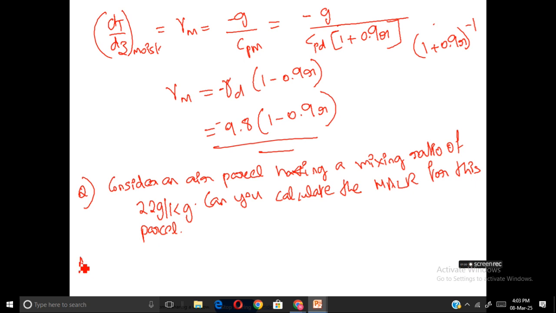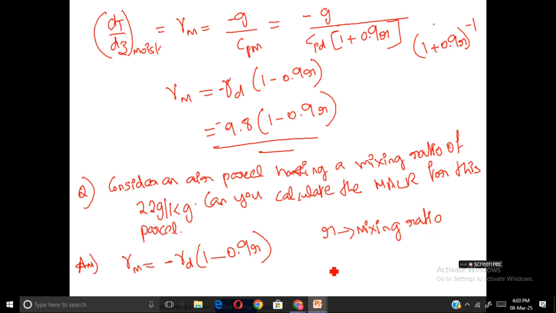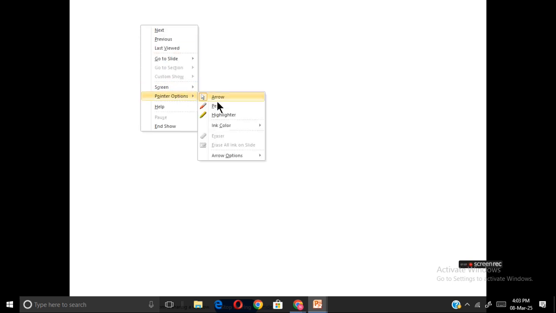So what is the equation for moist adiabatic lapse rate? Gamma m or MALR is given by gamma d into 1 minus 0.9 R, where R is the mixing ratio, given as 22 gram per kilogram. So how much will it be? What will be the value of gamma m?